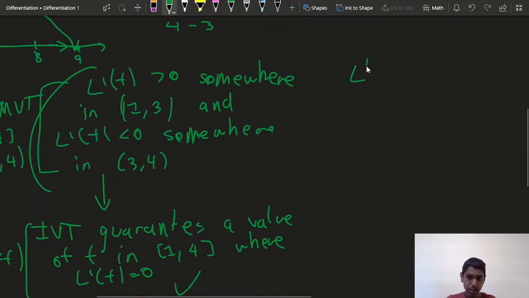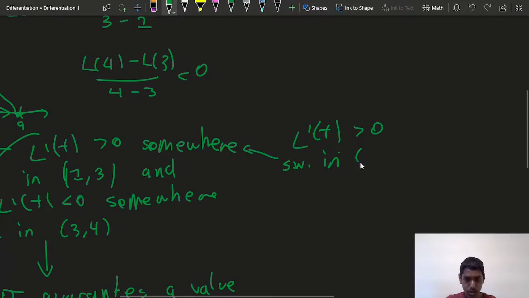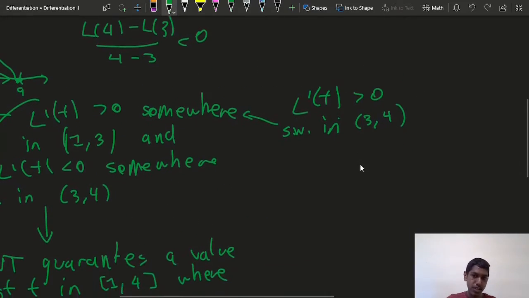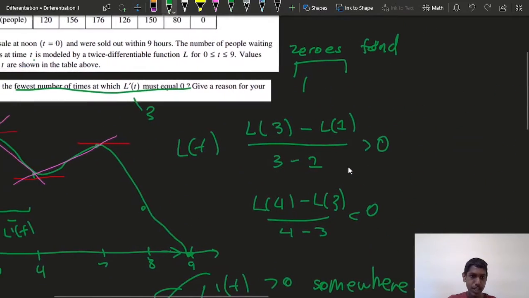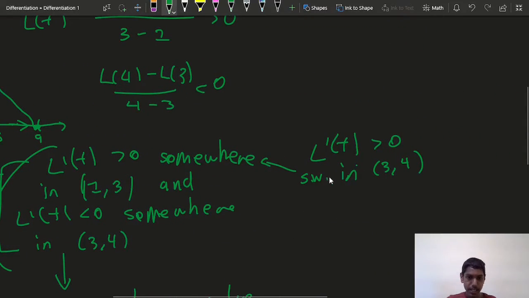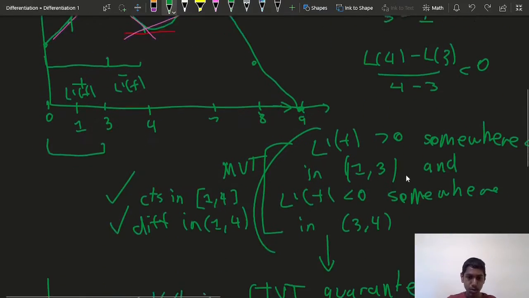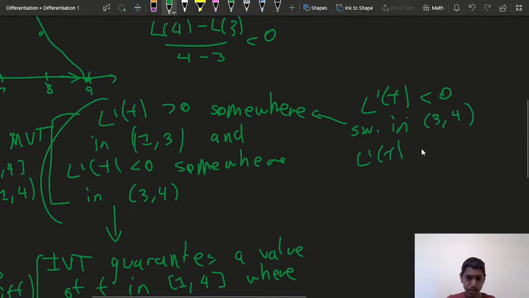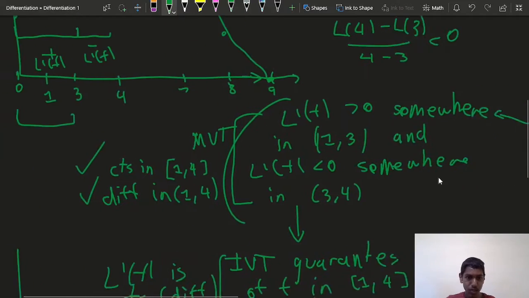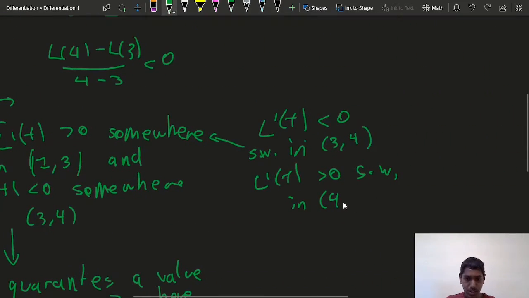So briefly, L prime of t is greater than 0 somewhere, I'm just going to abbreviate as SW. That means somewhere in 3, 4. By mean value theorem, the average rate of change is less than 0 there. And then, oh, sorry, switch this. This should be less than 0, because looking at our graph here, that's what we want to show. And then it's greater than 0 somewhere in 4 to 7.